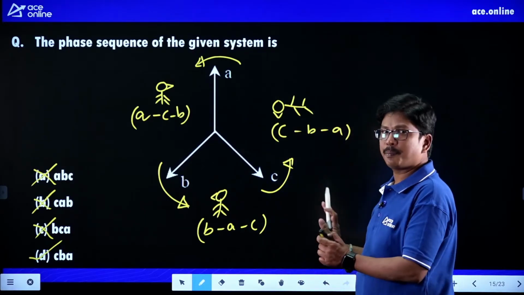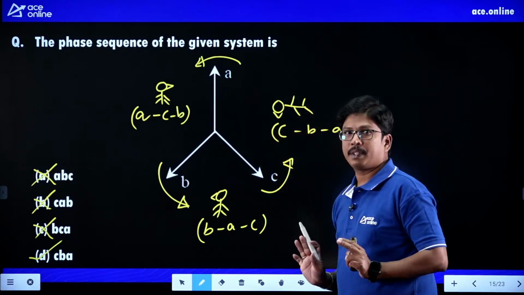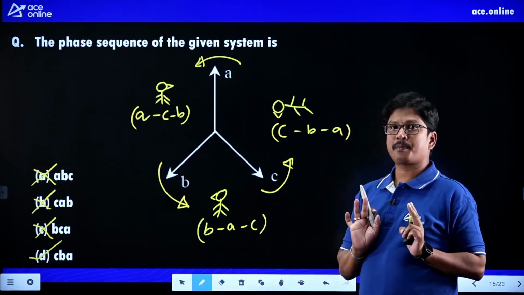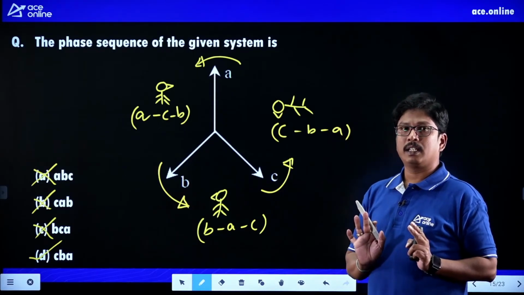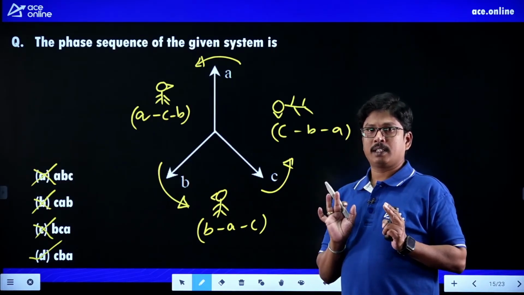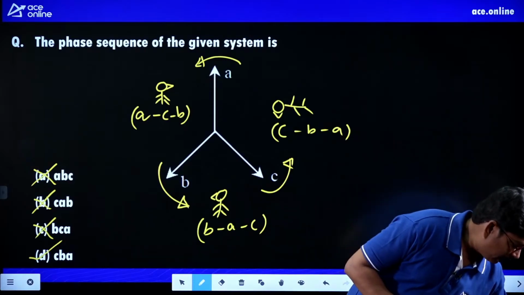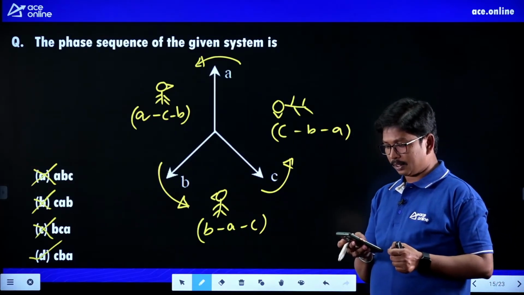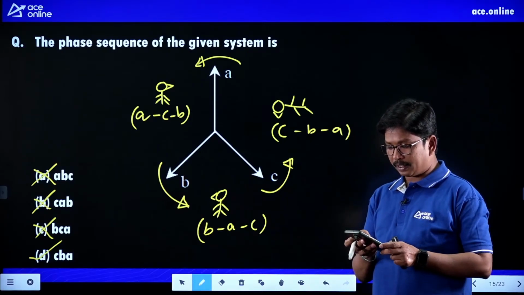Just study the concept and try to represent them in the phasor diagram, then it will be very easy to identify the phase sequence. No need to learn anything by heart. Clear, right? What you have to learn is the concept here. Very simple, right, students? Now we'll go for the next question here.